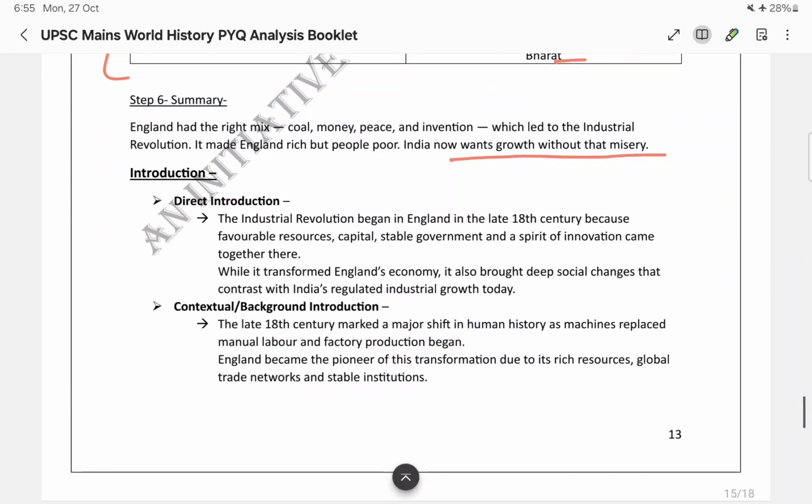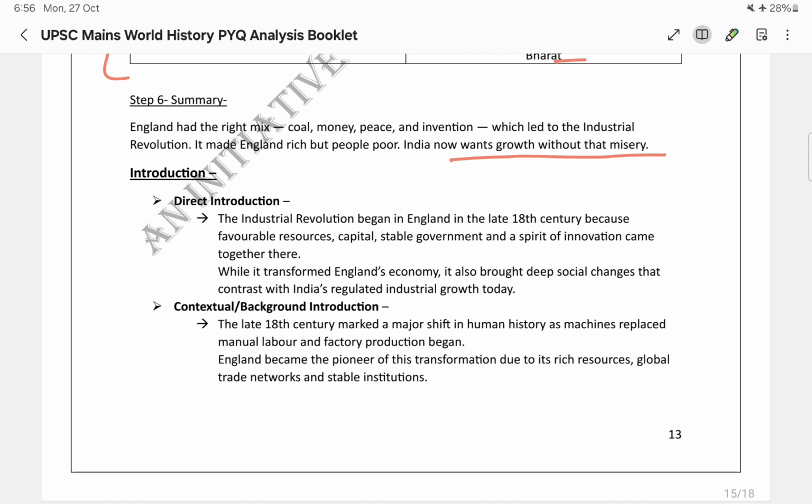I hope you have understood the entire question and how we have decoded it, and how you need to think about this particular question. Now let's talk about how you can start your answer. Similar to the previous question, I will be showing you a few different ways of introducing your answer. You can pick any one of them that suits your writing.